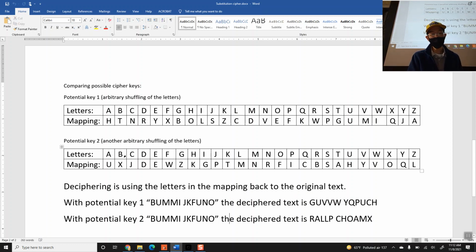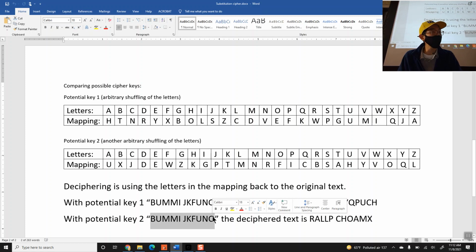And then here's another potential key, just another arbitrary arrangement of letters. If the person had used this key, then the original text would have been RALLP CHOAMX, and if they applied this key to this original text, it would produce the text that we encountered, BUMMI JKFUNO.